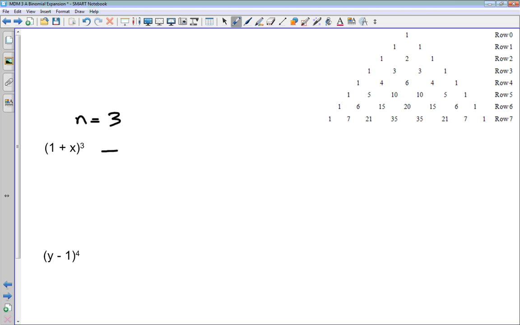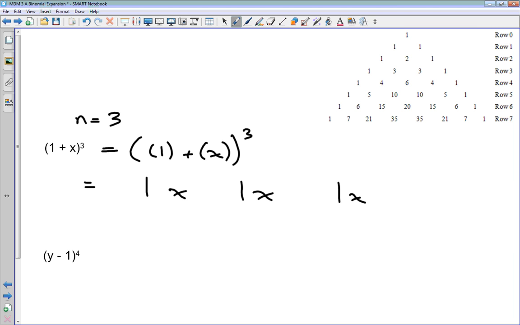And we kind of want to think of this as something, our first thing, which is our 1. Our second thing is an x, all to the power of 3. So if we go to row 3 of Pascal's triangle here, we know that we need 4 terms. Each of these terms is going to have a 1 and an x in it. So I'll just do 1, x, 1, x, 1, x, 1, and x. Because those are the 2 things that I'm combining together inside there.